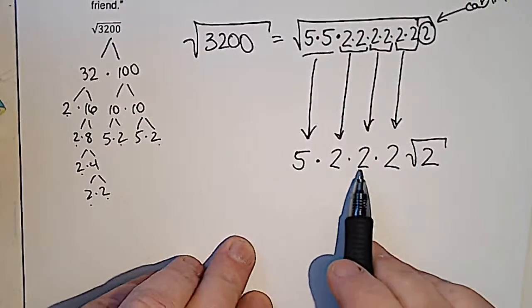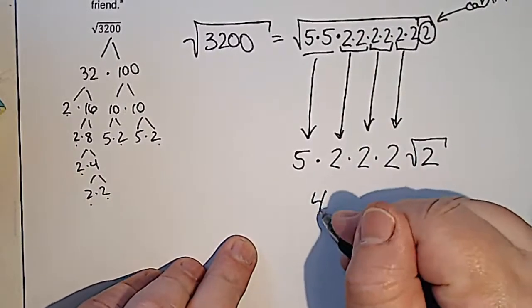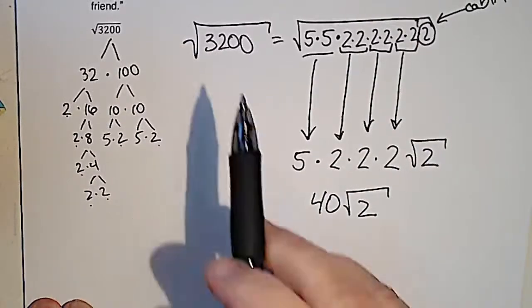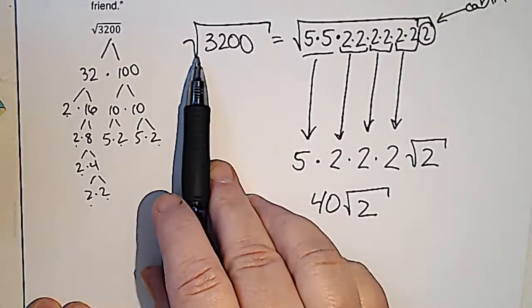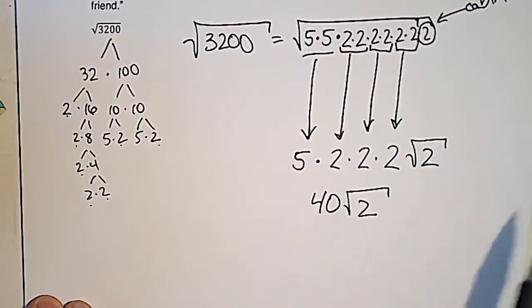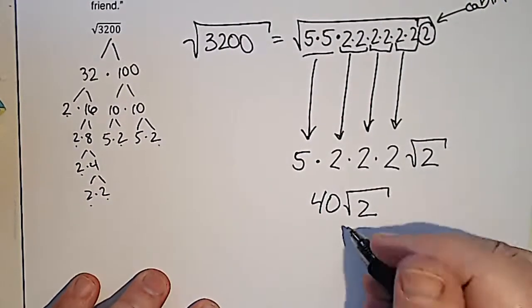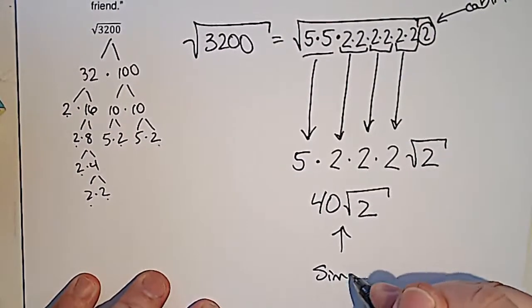5 times 2 times 2 times 2 is 40. And this is how we get from 3,200 inside of a square root, or inside of a radical, to just 2 inside of a radical. And this is considered simplified.